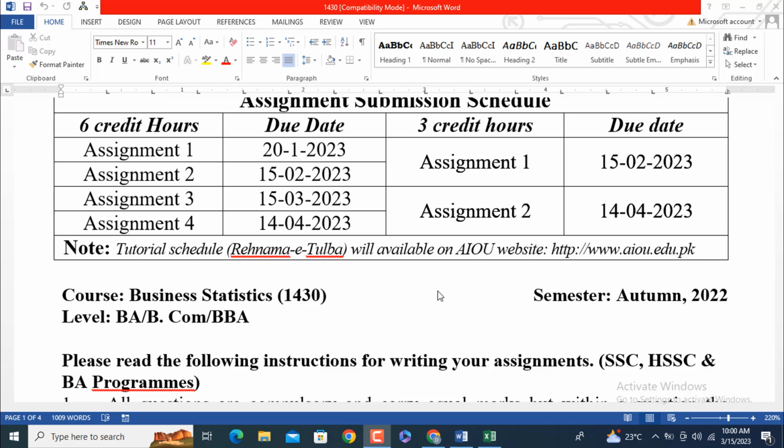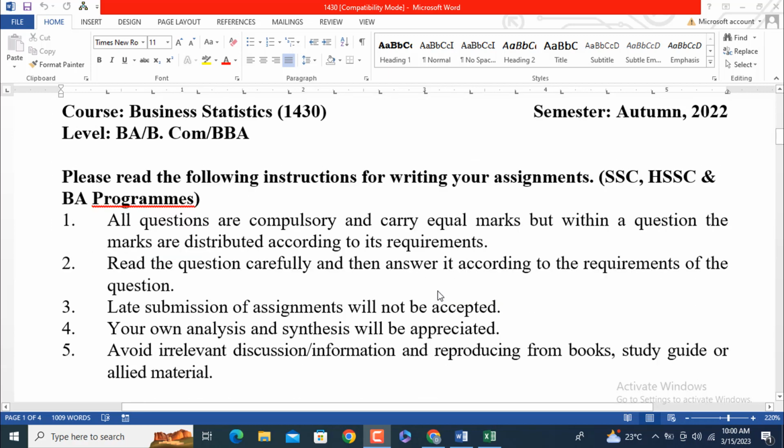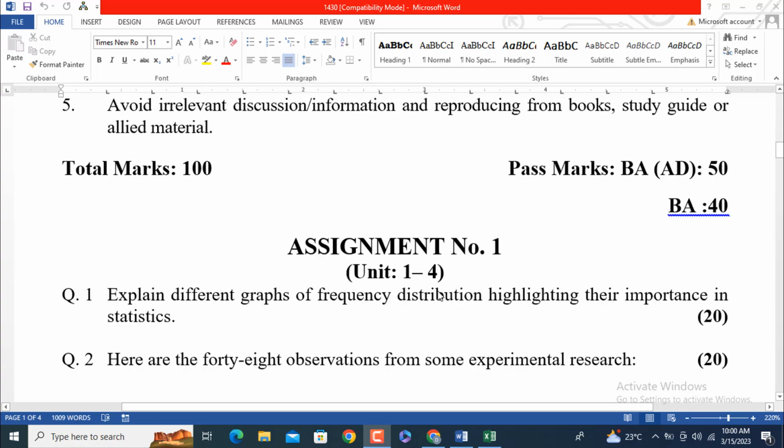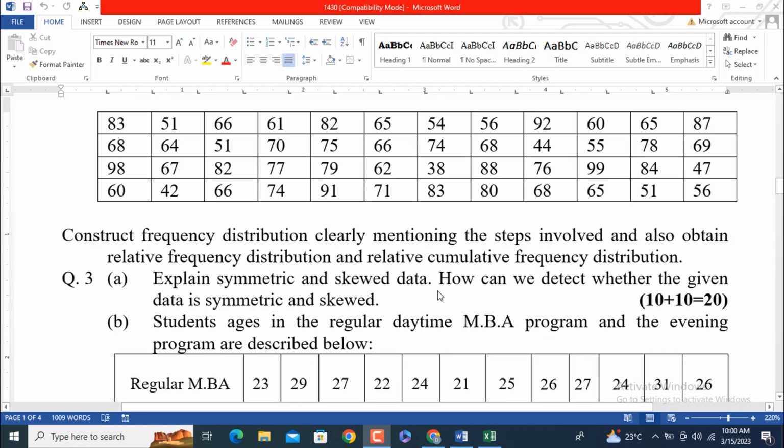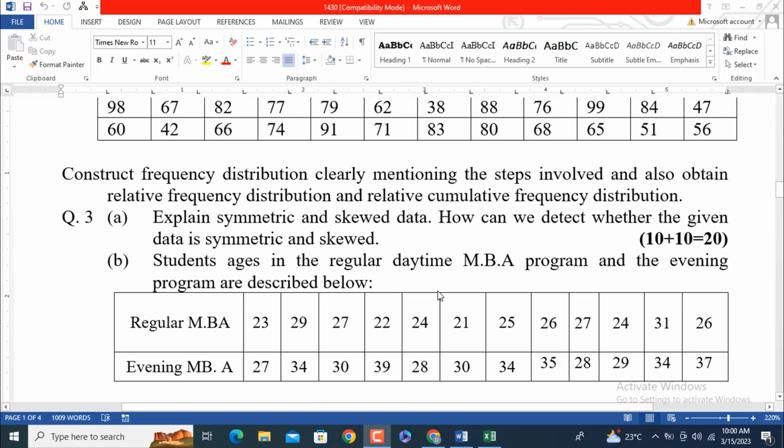Let's move to the first question of this assignment, which I am going to solve, question number 3. Let's start reading question number 3 and then we will solve the related requirements. Question number 3 has two parts. One is subjective and the other is numerical, and the numerical is based on the subjective that we have explained in part A. So explain symmetric and skewed data.